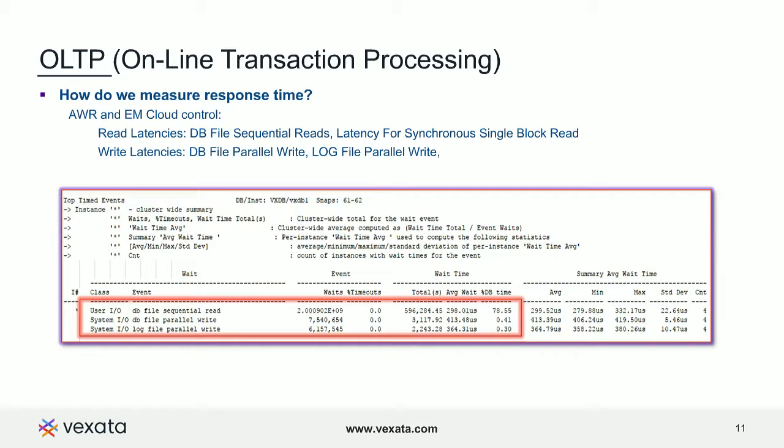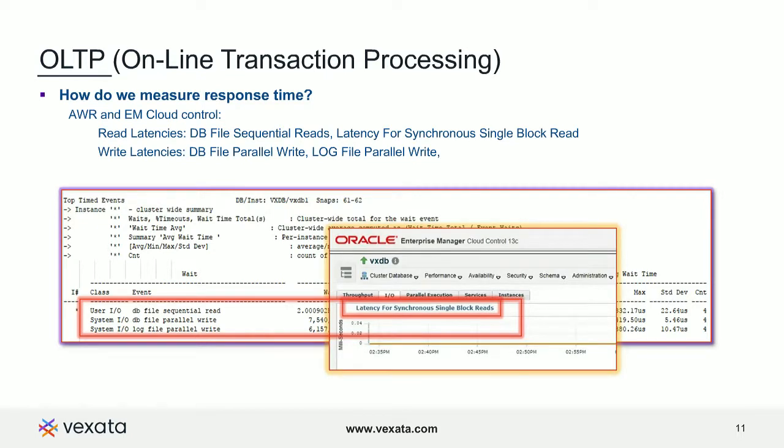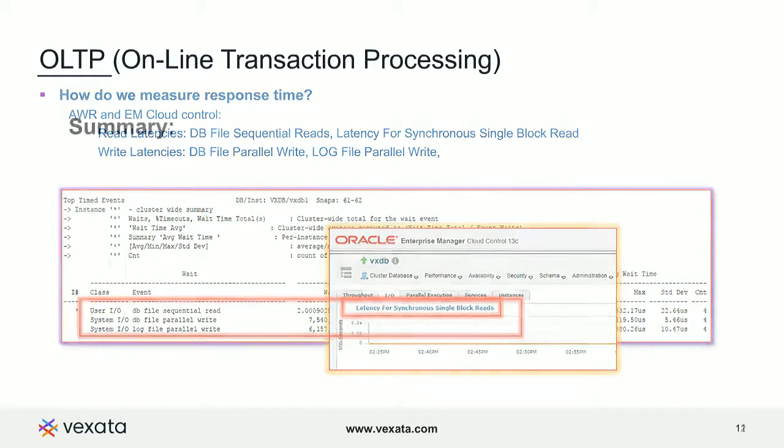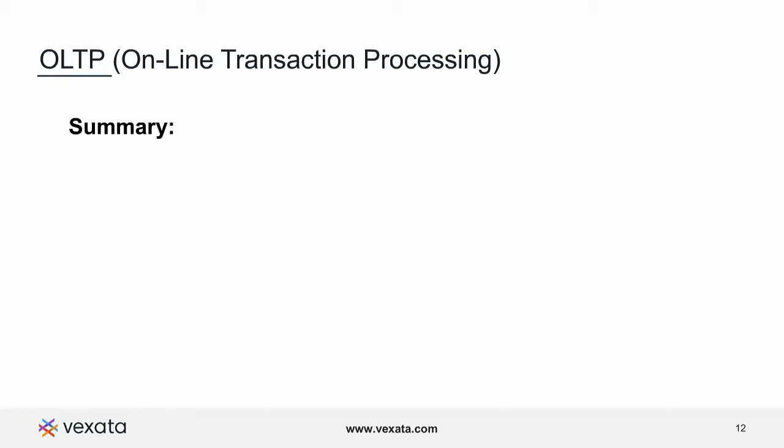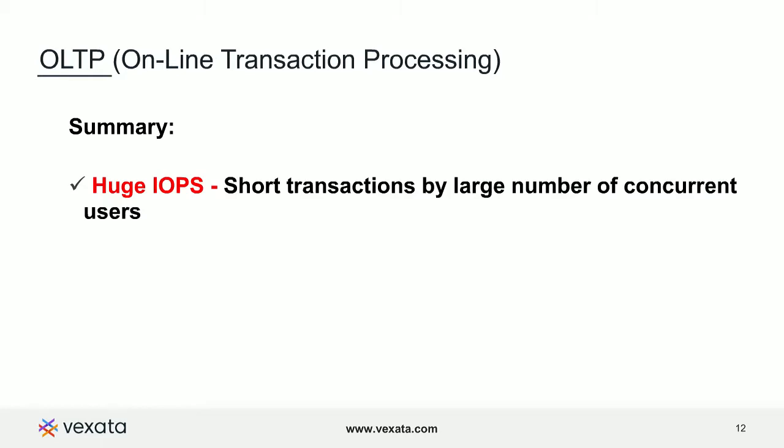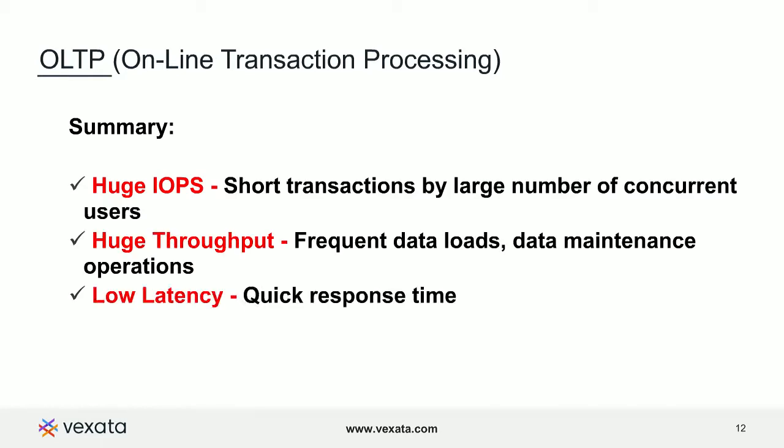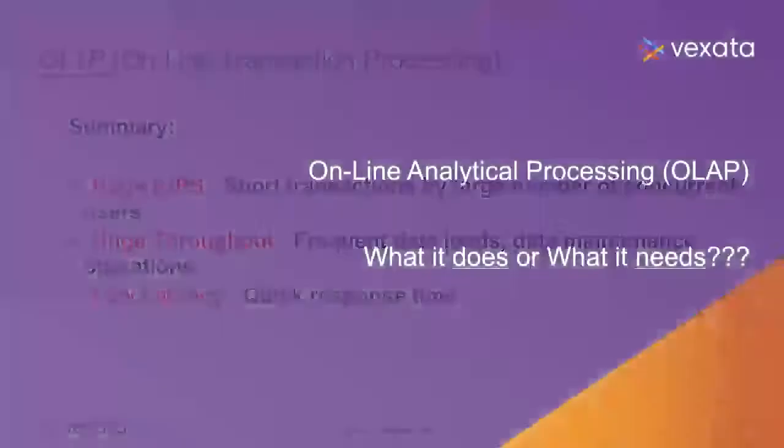So in this example, we see DB file sequential read as a read latency, and DB file parallel write latency for data writes, and log file parallel write for your redo log write transactions latency. And also, Oracle Enterprise Manager Cloud Control shows single block read latencies. So in summary, OLTP applications require huge IOPS, huge throughput, and low latency.